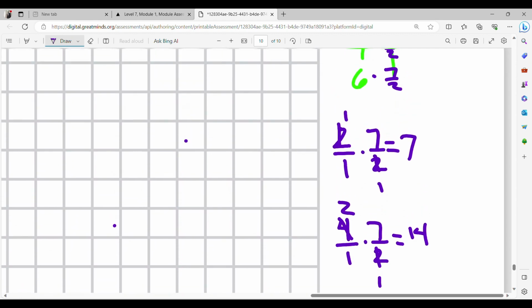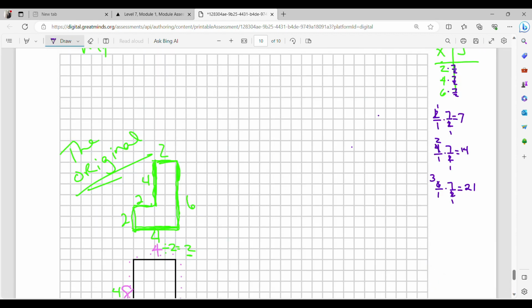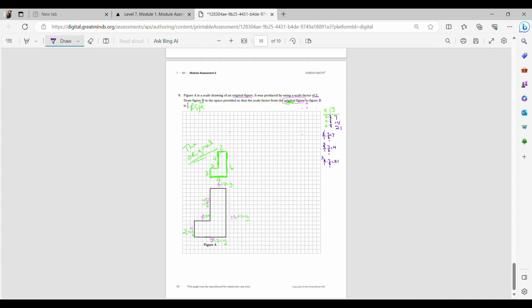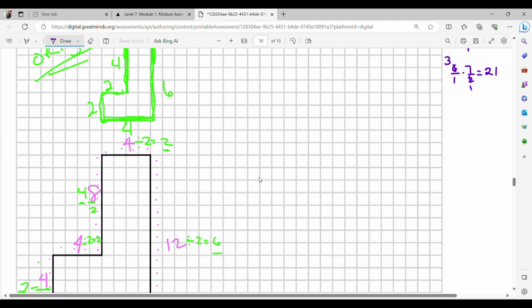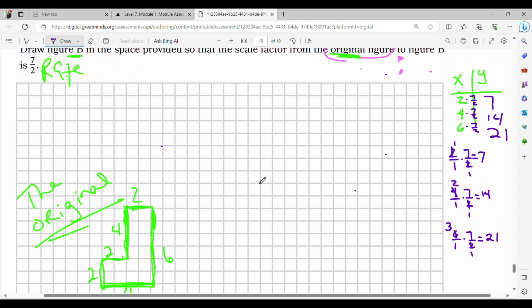And lastly, 6 times 7 over 2. 6 over 1 times 7 over 2 equals 2 goes into 2 once, 3 times. 3 times 7 is 21. So this equals 7, 14, and 21. All right, let's do it. Let's draw this figure B.